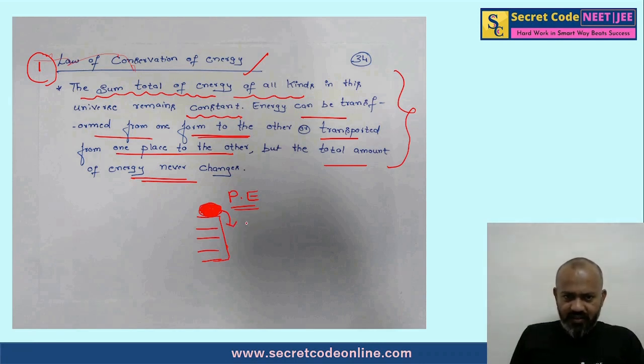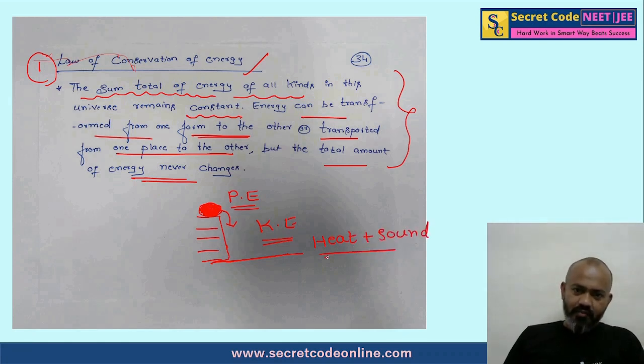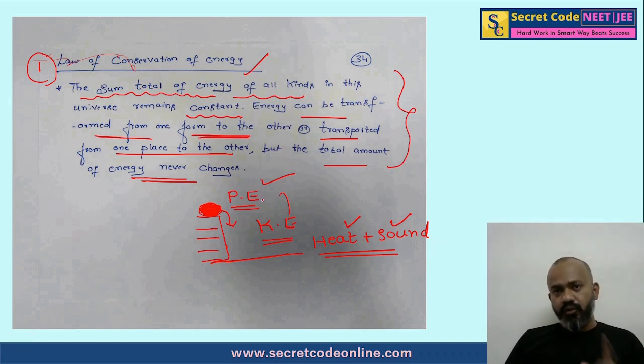When it falls down, the potential energy is converted into kinetic energy, because it is moving down due to gravity. And what happens once it reaches the ground? The kinetic energy is converted into other forms of energy, that is heat and sound. But the total amount of energy will remain the same. First it was having potential energy, the potential energy was transformed into kinetic energy, and the kinetic energy was transformed into heat and sound. So the total energy of the system is unchanged. That is the law of conservation of energy.